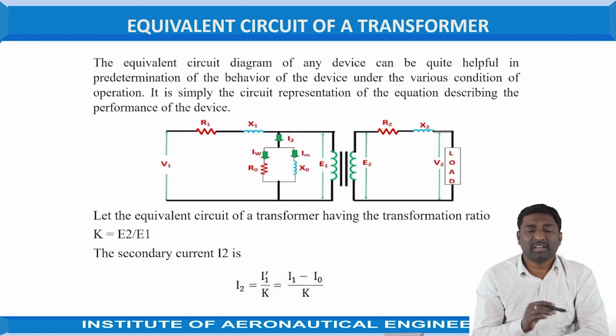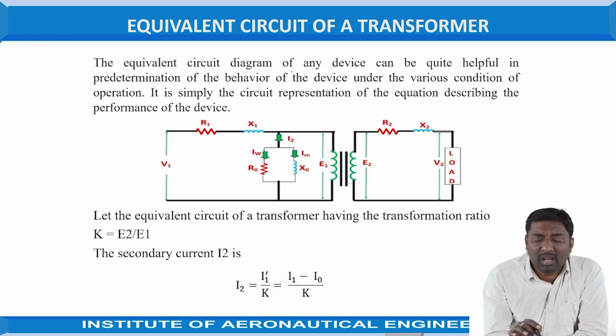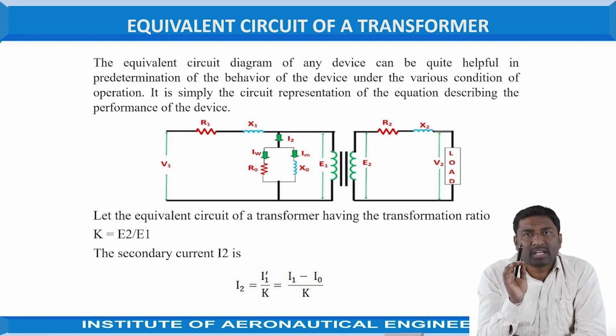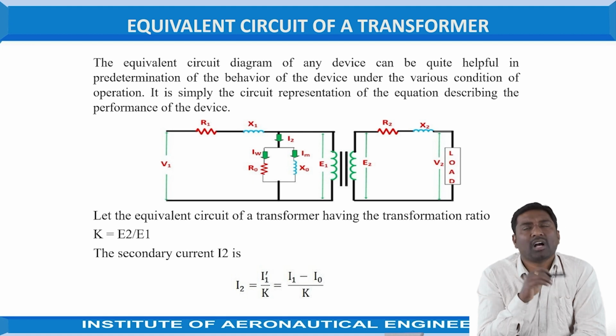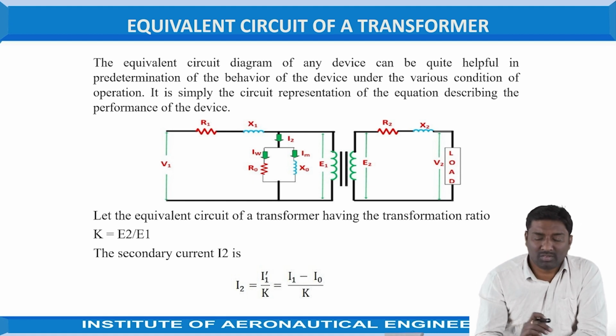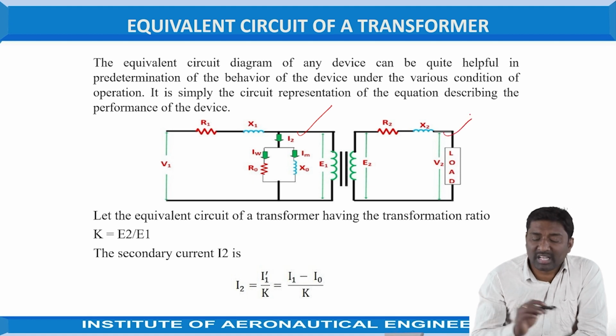According to this, we are getting the equivalent circuit of the transformer. The equivalent circuit diagram of any device can be quite helpful in predetermining the behavior of the device under various conditions of operation. Simply, the circuit representation of the equation describing the performance of the device is called the equivalent circuit of the transformer. So this is the equivalent circuit of the transformer. This is for the primary winding side and this is for the secondary winding side.